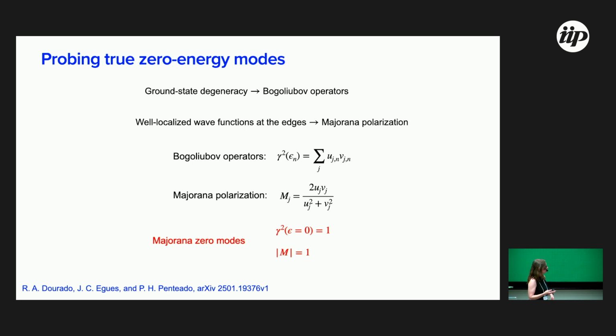The other way of characterizing Majoranas is the Majorana polarization. This measures how localized the Majoranas are. If you have Majorana zero modes, then you'd have something like gamma squared equals 1 and Majorana polarization equals 1.